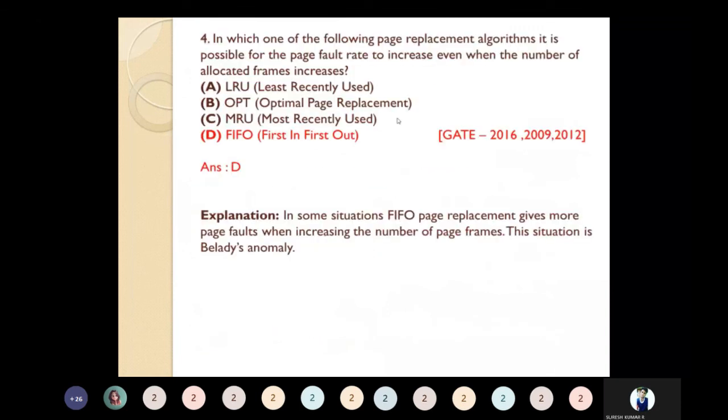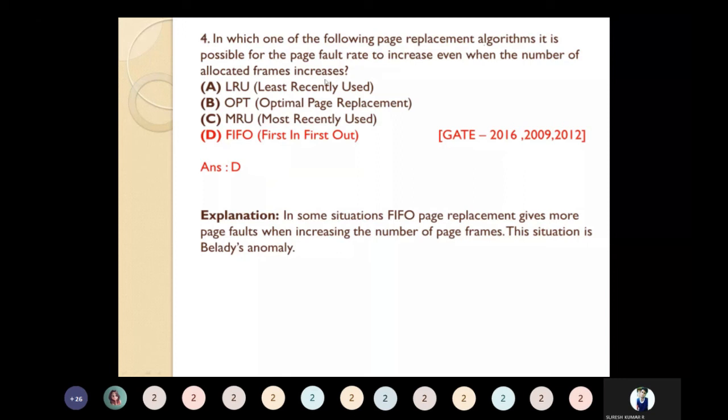Okay, next, this question is a very important question. It is very simple, but it has been frequently asked from the beginning of the years 2001, 2, 3, and 9. I'm just putting only 3 years here, but it is a very repeated question in GATE. In which one of the following replacement algorithms is it possible for the page fault rate to increase even when the number of allocated frames increases?